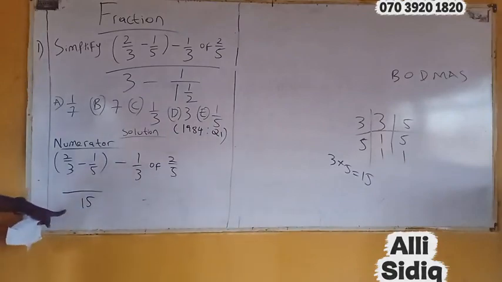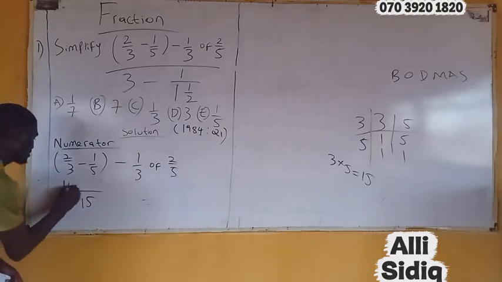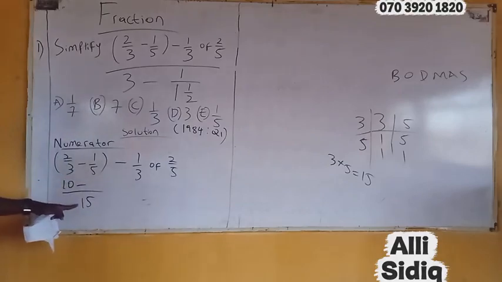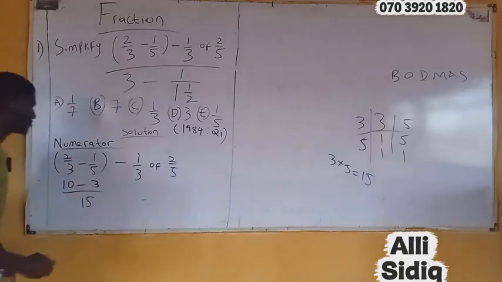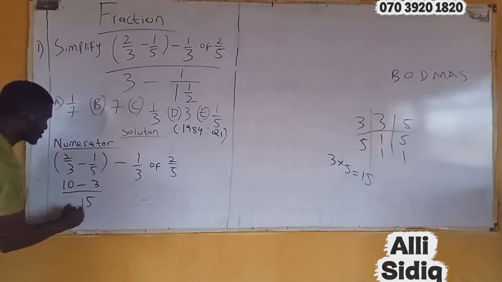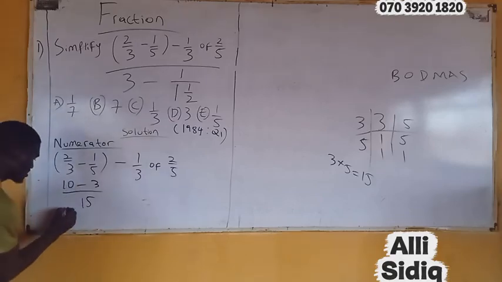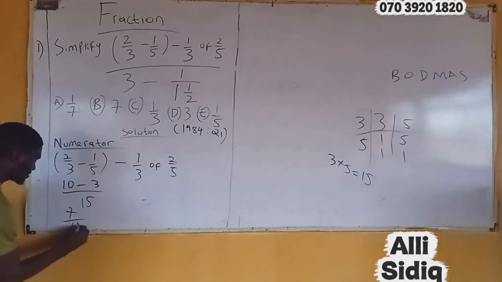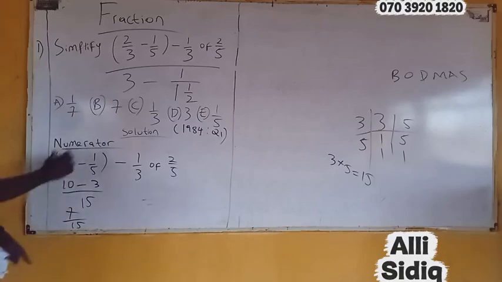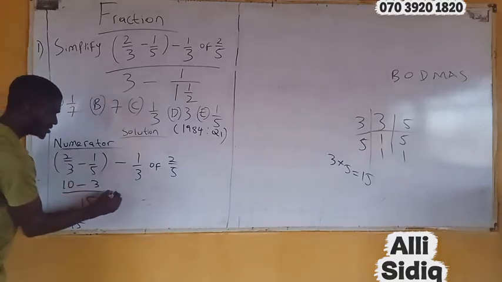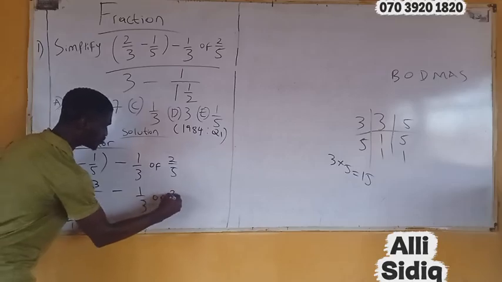So now 3 in 15, 5. 5 times 2 becomes 10, minus 5 in 15 is 3. 3 times 1, 3. Minus, so let me just solve this first. At the end of the day, 10 minus 3, I will get 7 over 15. So that's what I got for everything in this bracket. So now I'll bring out this minus 1 over 3 of 2 over 5.